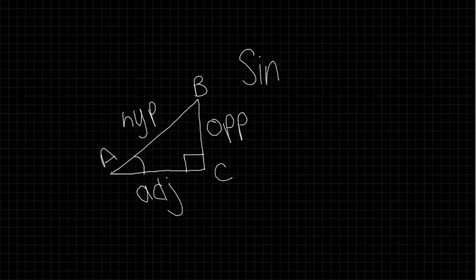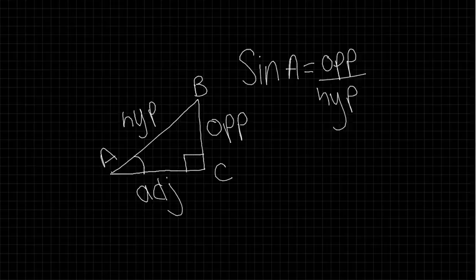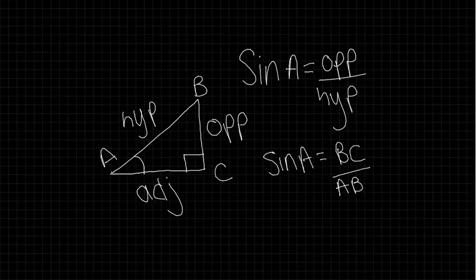So sine, which we're going to abbreviate as just SIN, so not sin, it's called sine. So if we want to find sine of A, what we want to do is look at the opposite side and the hypotenuse. And the relationship is going to be opposite over hypotenuse. So in this case, for this triangle, sine of A is going to equal the segment BC over AB. Again, that is opposite over hypotenuse.